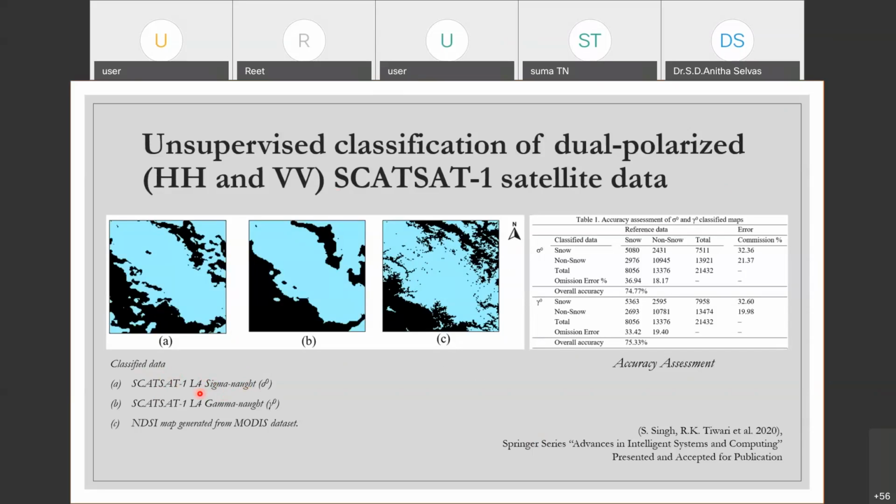A is the SCATSAT-1 sigma naught classified, and B is the gamma naught classified image, and C is the NDSI map generated from the MODIS data. So we can see that there is a good correlation between these two datasets, the sigma naught classified and the gamma naught classified, and the NDSI image. So we concluded that even using a simple unsupervised classification method, the accuracy achieved is good from the SCATSAT data.